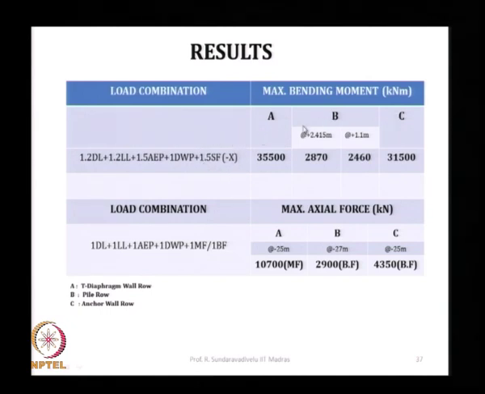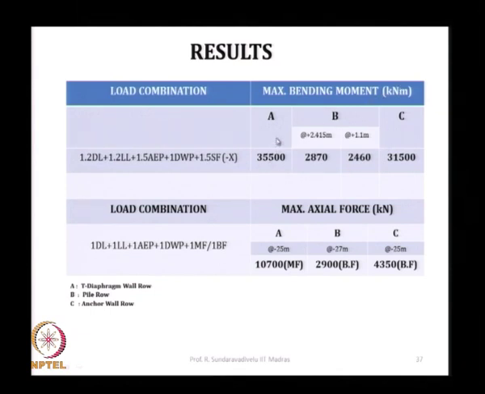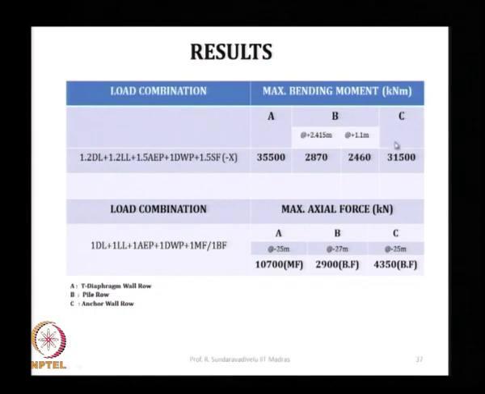A, B, C: A is the main diaphragm wall, B is your piles, C is your anchor wall. These bending moments are in kilonewton meters, 35,500 kilonewton meters. Pile we are calculating at 2 different levels because the beam bottom is coming up to 1.1. We take the center line for idealization. So we can design only at the bottom level of the beam for the pile. Anchor wall is 31,500.